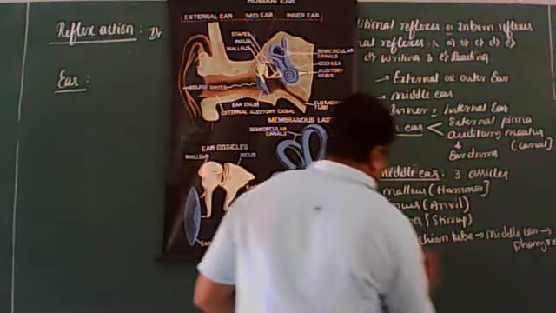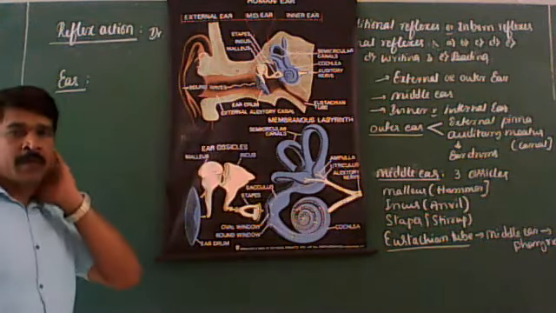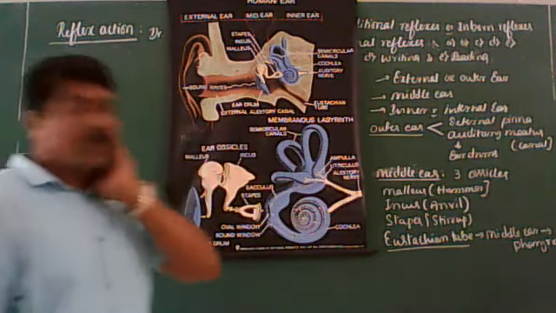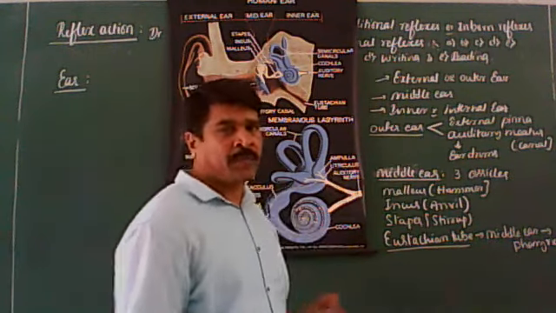This is very important, students. But in the chart, they have not shown it here actually. But you should remember it. The Eustachian tube always connects the middle ear with the pharynx. What is the function of the Eustachian tube?